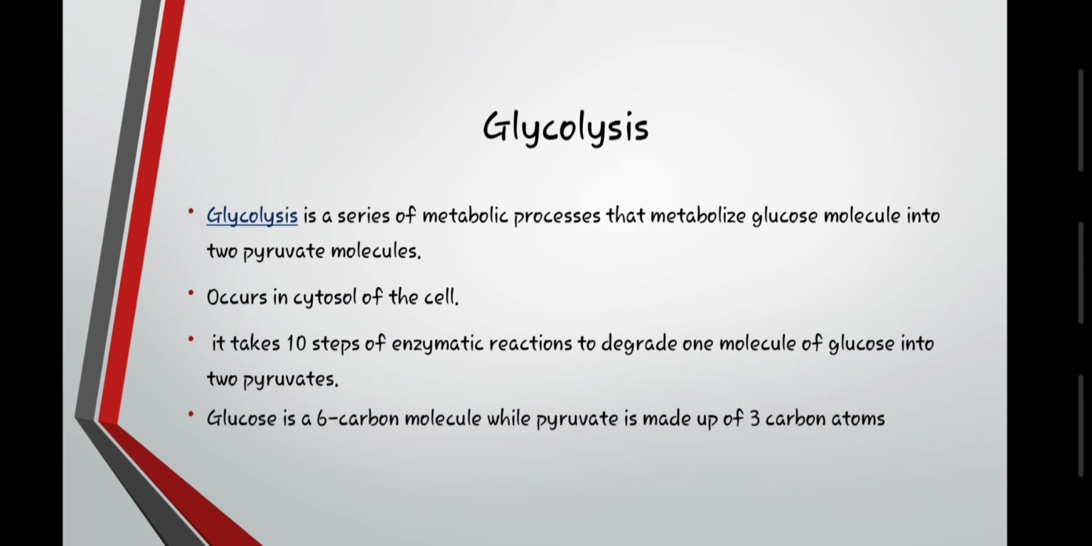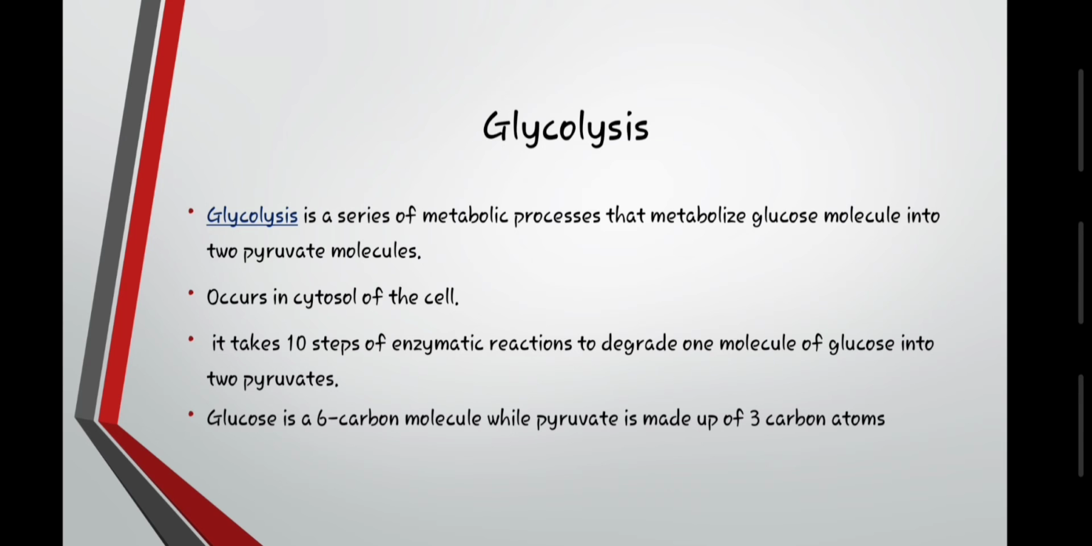So now let's look at glycolysis. Glycolysis is a series of metabolic processes that metabolize a glucose molecule into two pyruvate molecules, and this process occurs in the cytosol of the cell. So to degrade one molecule of glucose, you need 10 steps, which are characterized by an enzyme for each step, and you end up with two pyruvates.